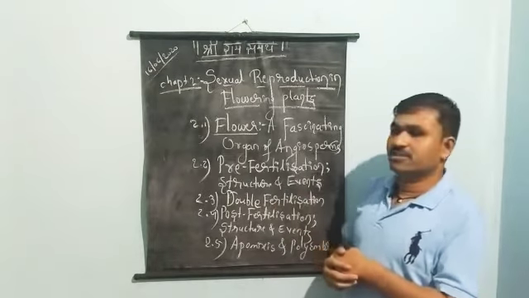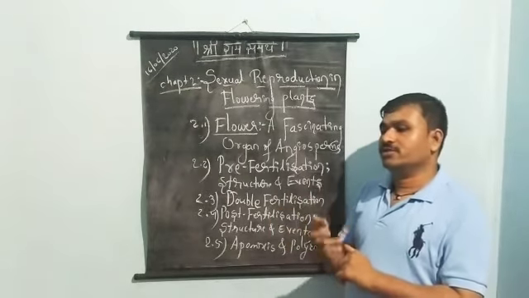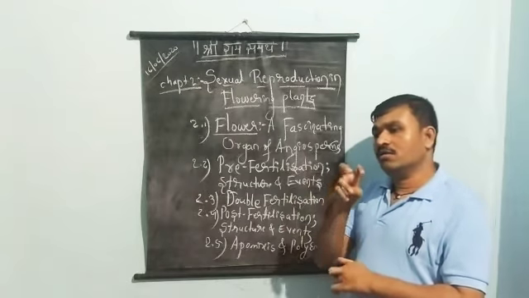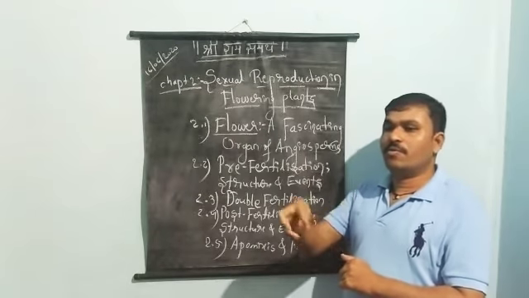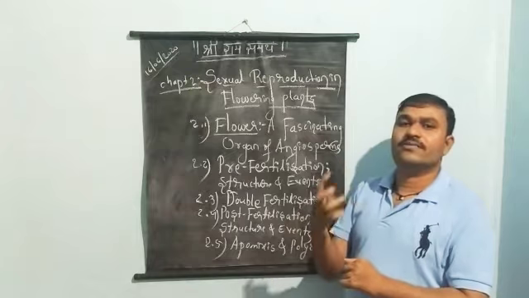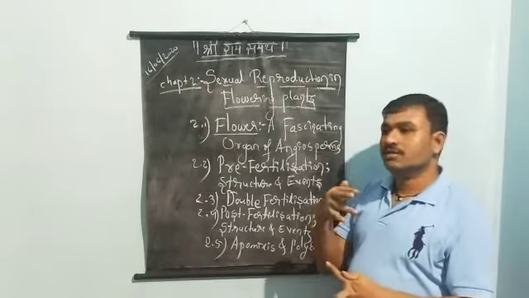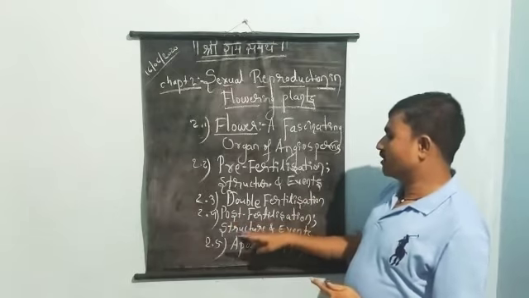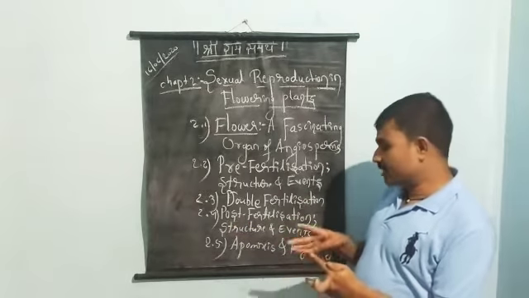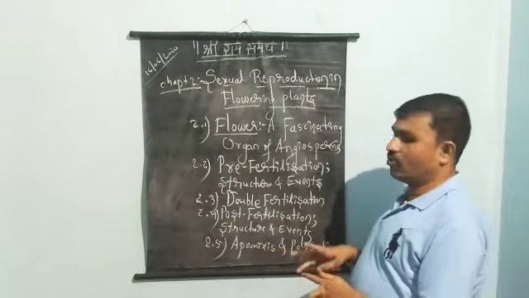Okay, post fertilization structure means after the fertilization, how exactly the seed is enveloped by a cover and how it becomes a fruit, and how the flower gets converted into fruit. That concept we study in the post fertilization structure and events. And next to that we have apomixis and polyembryony.